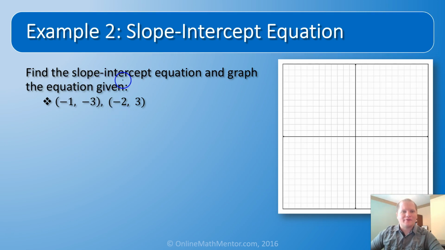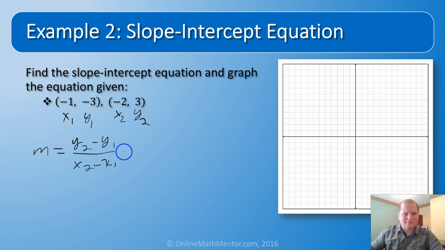So in this example, we're going to find the slope-intercept equation and graph it, and we're given 2 points that are on the line. So we're going to start off by labeling x1, y1, x2, y2. And you want to label them because it's very easy to mix up when you're substituting. So when we're substituting in, we're going to start with y2, which is positive 3, minus y1, which is negative 3, all divided by x2, which is negative 2, minus x1, which is negative 1.